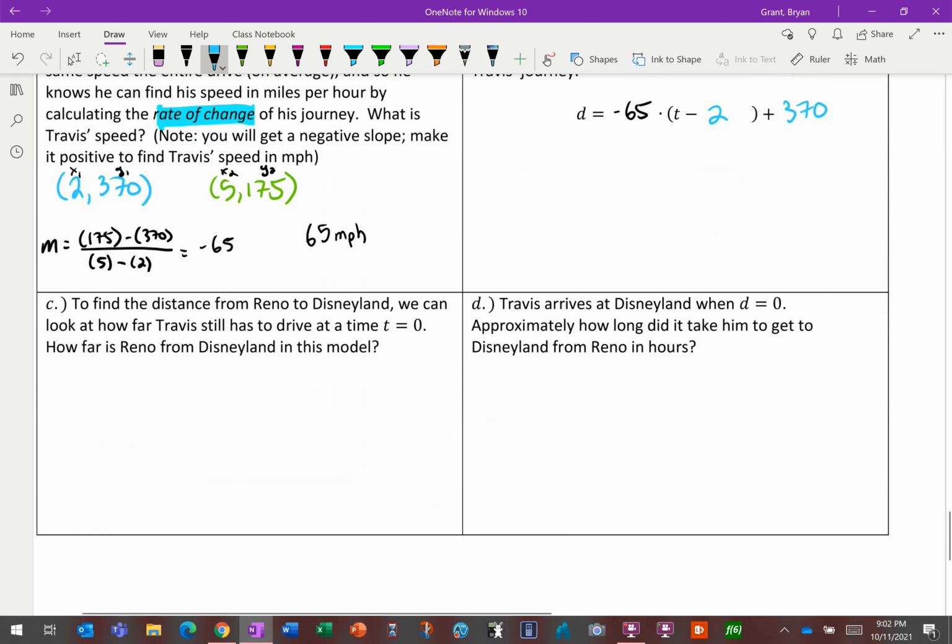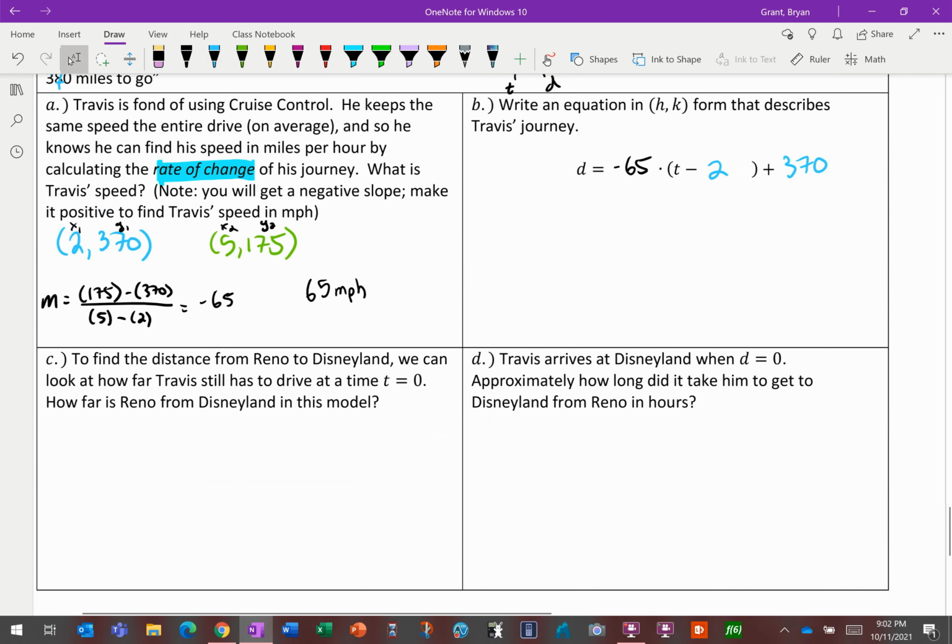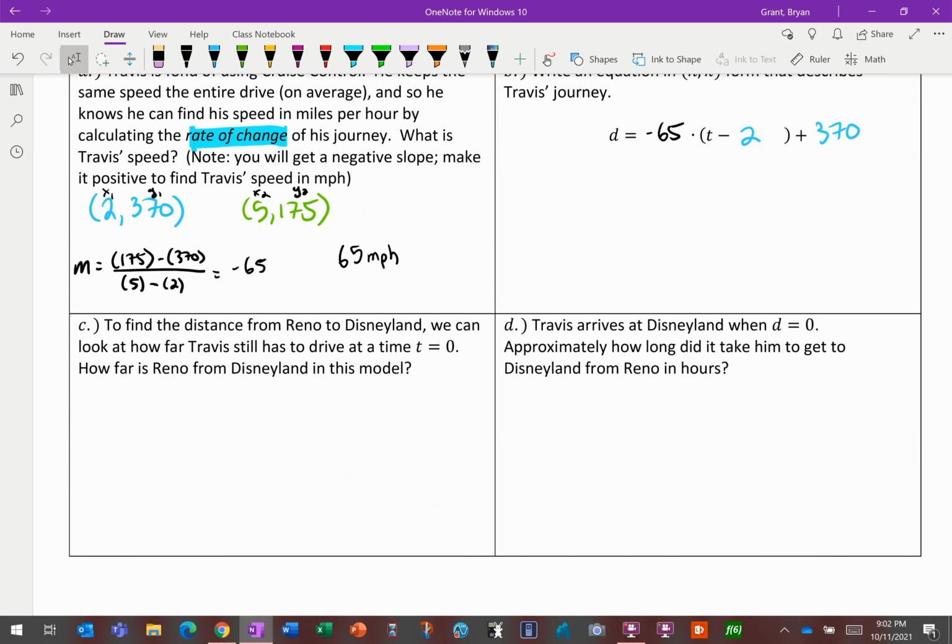To find the total distance from Reno to Disneyland, we can just look at how far Travis still has to drive at a time of 0. A time of 0 is when he's starting out. And we have an equation that turns times into distances. So let's see how far Reno is from Disneyland.